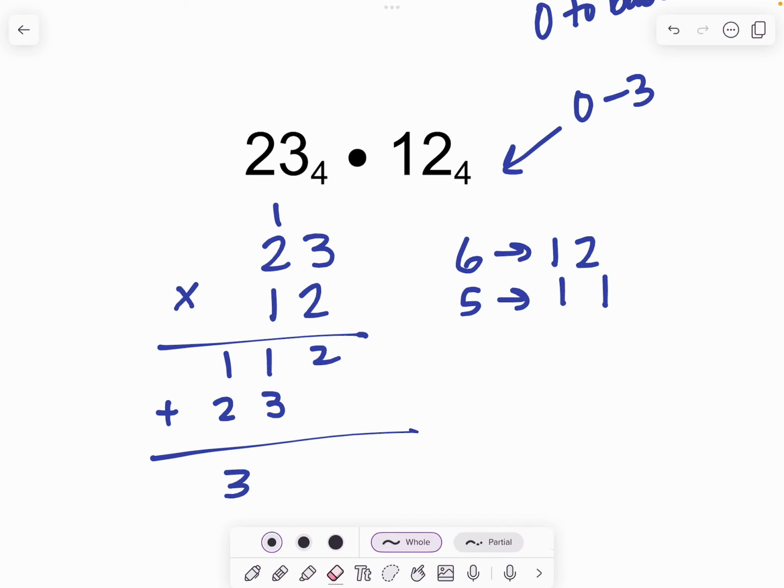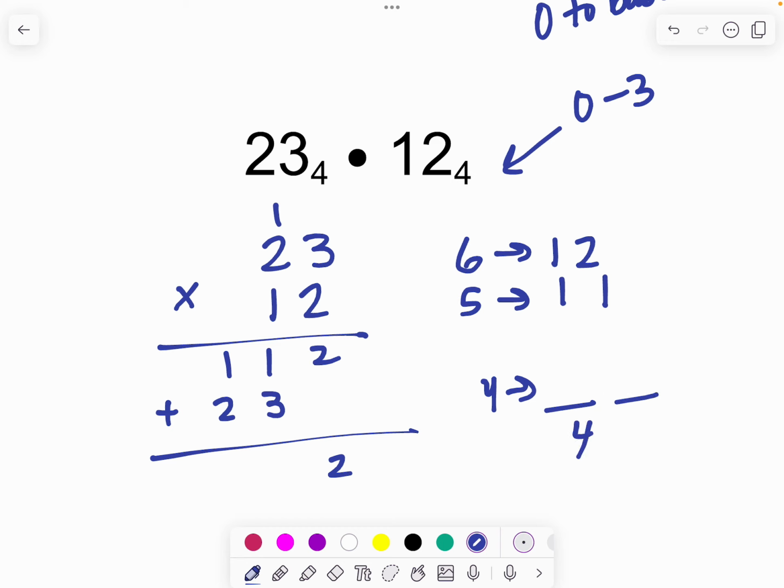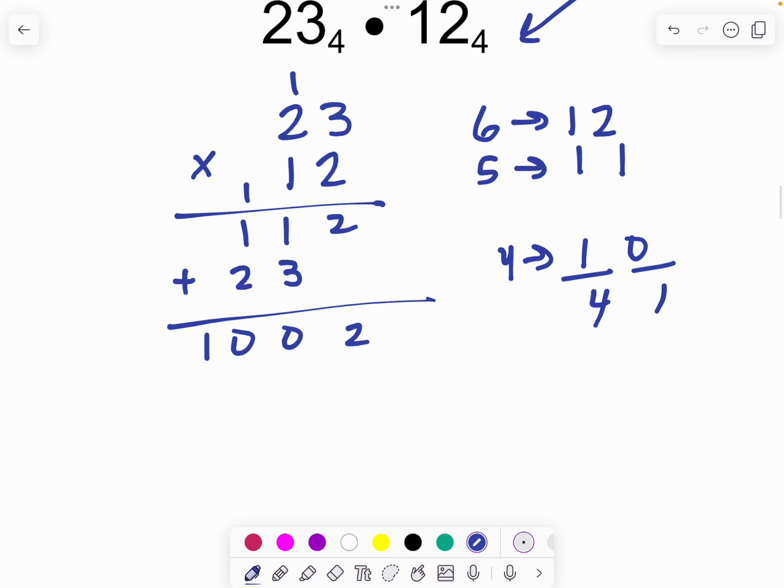Now, oh, hold on. Sorry. We would carry the 2 down. When we get a 4, remember, because this is the 4's place and the 1's place, 4 would be 1, 0. And then we have another 4, so that would be 1, 0. So our final answer would be 1, 0, 0, 2, and that's our answer in base 4.